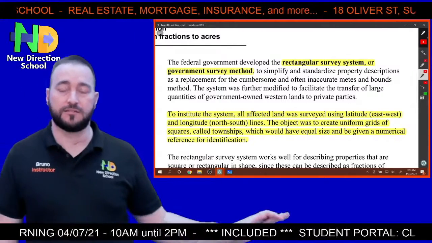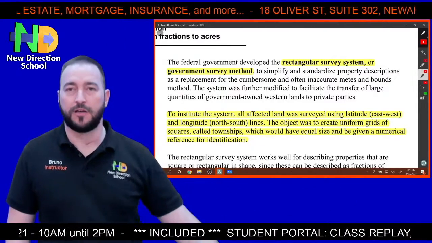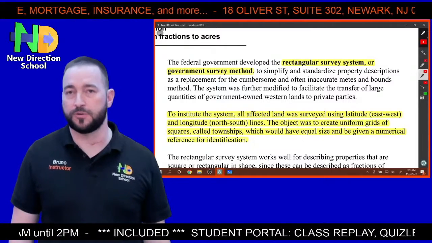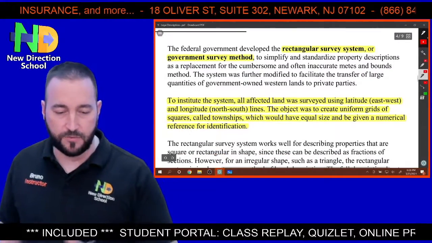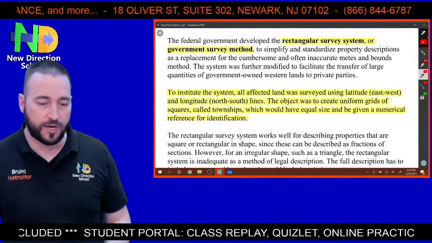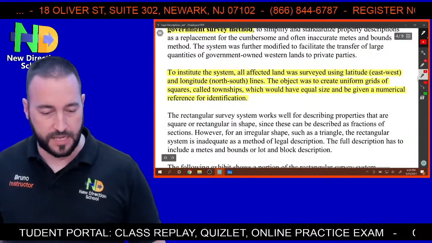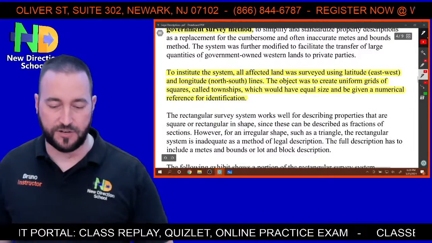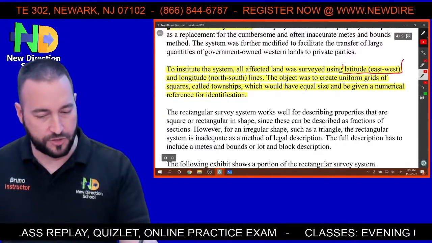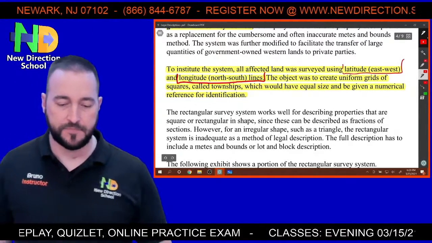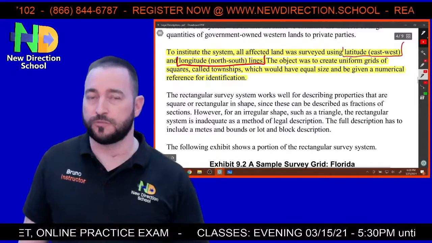Once we go west to the other states, they use a combination, and then you reach California as an example, and boom, it's squares all over. You reach Florida, boom, squares all over, or a combination of it. So the system was further modified to facilitate the transfer of large quantities of government-owned Western lands to private parties. To institute the system, all affected land was surveyed using latitude, which is east and west, and longitude, which is north and south lines. The goal was to create uniform grids of squares called townships.